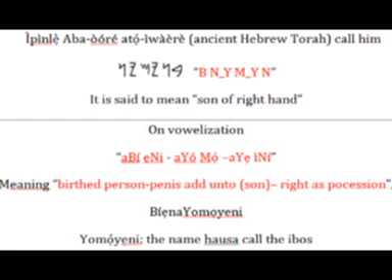On vowelization we have Abieni, Ayomo, Ayeni. Abieni, that is a child. Ayomo is a son, and Yoruba call it Ayo. But in the Torah it is Ayomo.